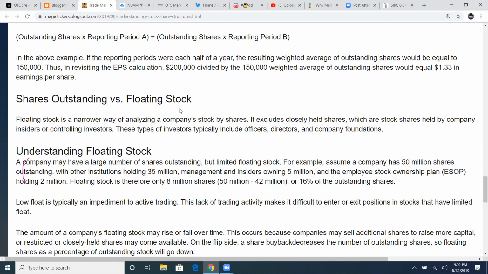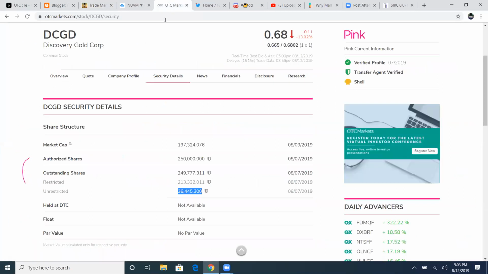Shares outstanding versus floating stock. Floating stock is a narrow way of analyzing a company's stock by shares. It excludes closely held shares, which are stock shares held by company insiders or controlling investors. These types of investors typically include officers, directors, and company foundations. Like I was just saying, you've got your authorized, and then you've got your outstanding shares. And now you've got your float, which in this case, there is no float available, but unrestricted, okay? I repeat that, unrestricted of the OS becomes your float.